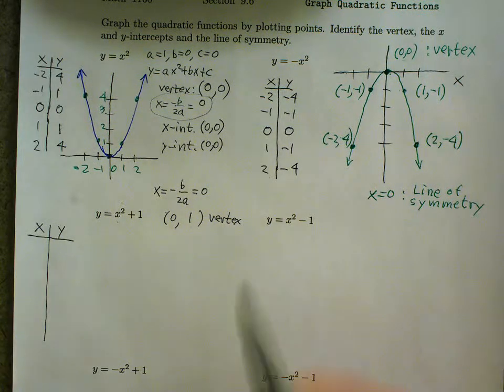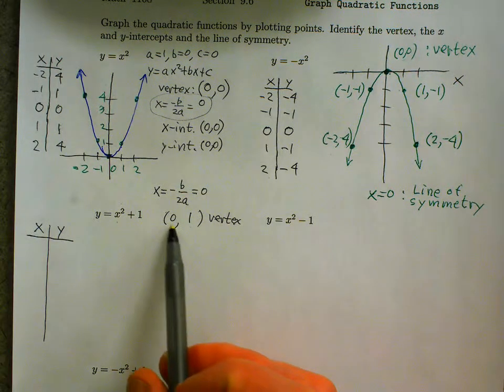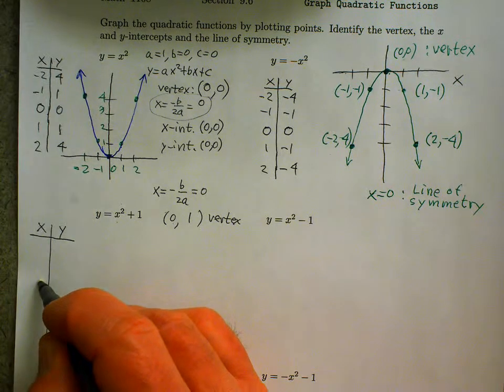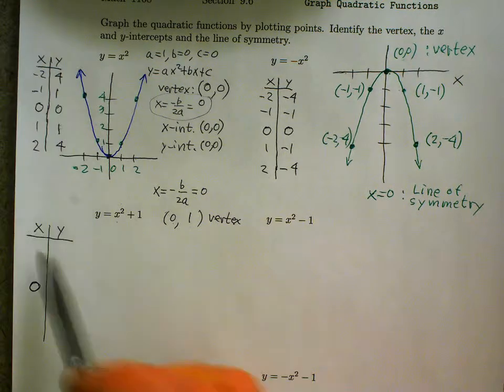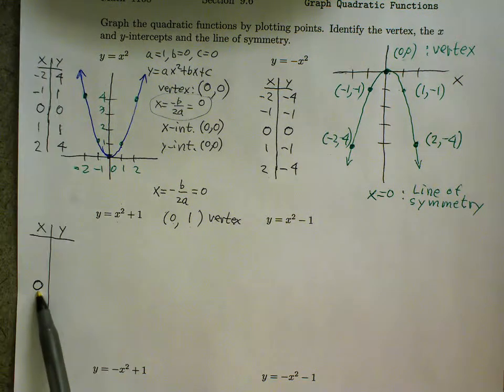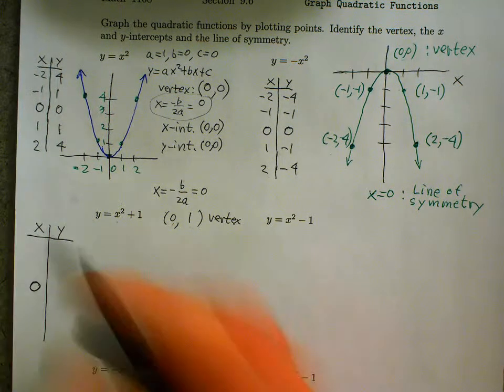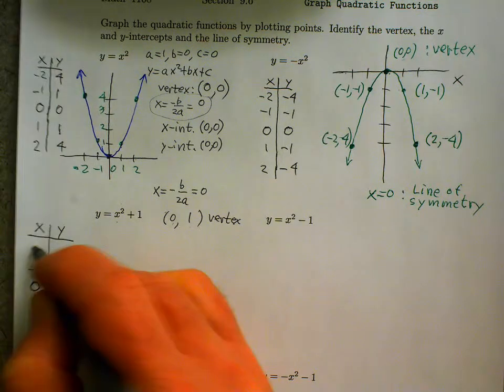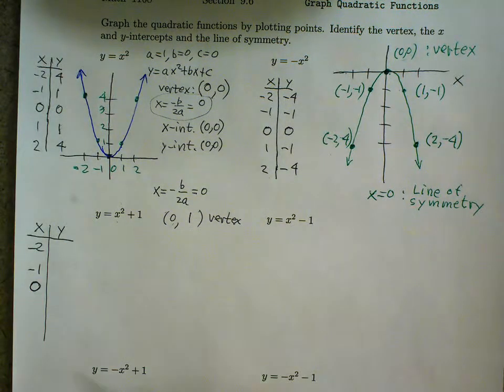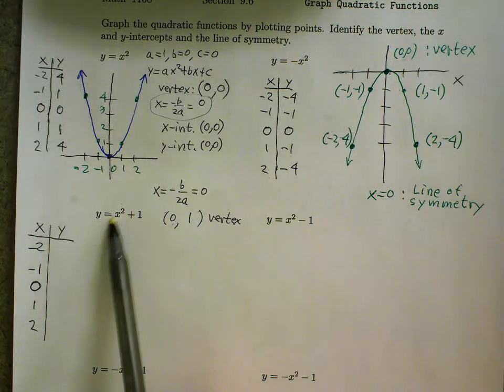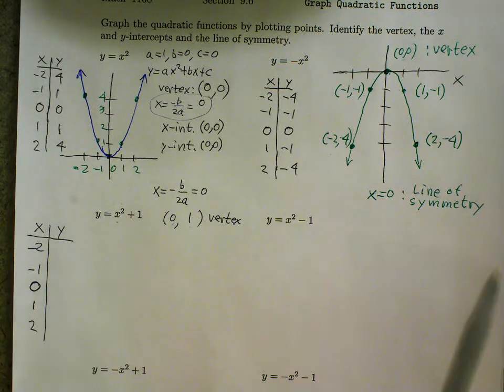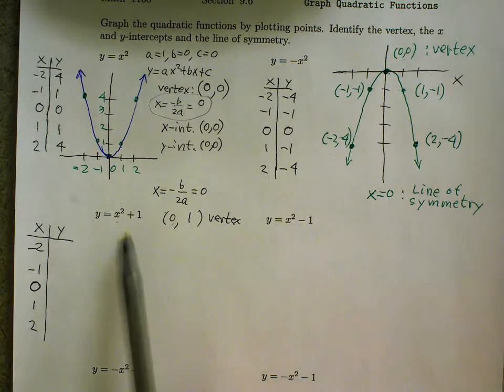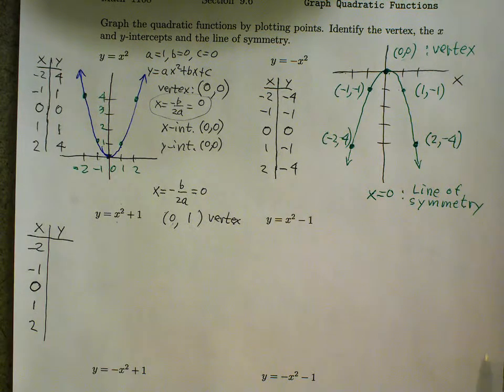So if you use my strategy, we found that the x coordinate of the vertex is 0. So I'm going to pick 5 ordered pairs, and the middle x value will be the x coordinate of the vertex. And then we'll pick a couple of integers less than 0 and a couple of integers greater than 0. And then we'll use the formula for finding the y coordinates that correspond with the x coordinates.